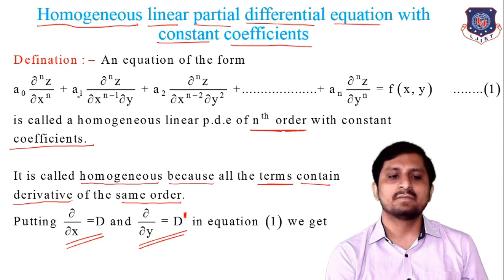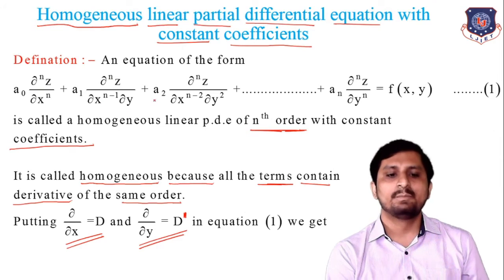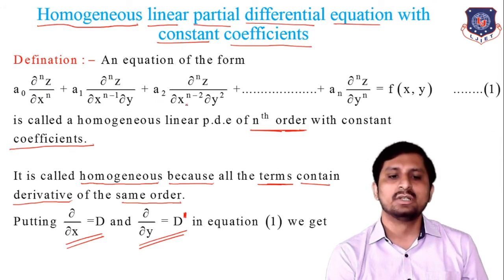The second term becomes a1 capital D raised to n minus 1 into d dash, plus the third term becomes a2 capital D raised to n minus 2 into d dash square, plus up to an d dash raised to n, that is equal to f of xy.